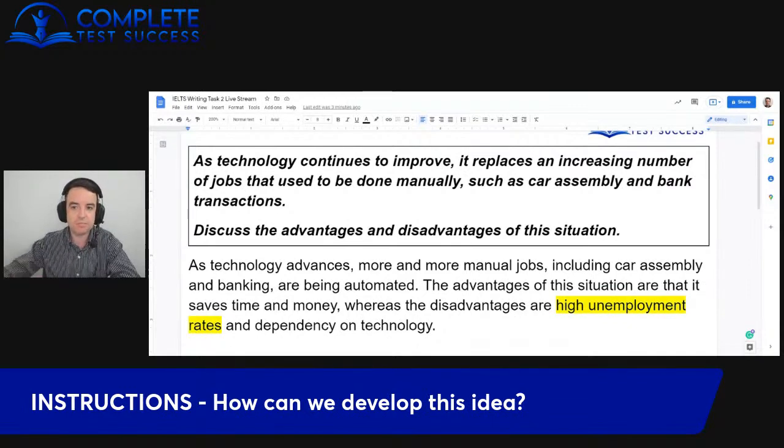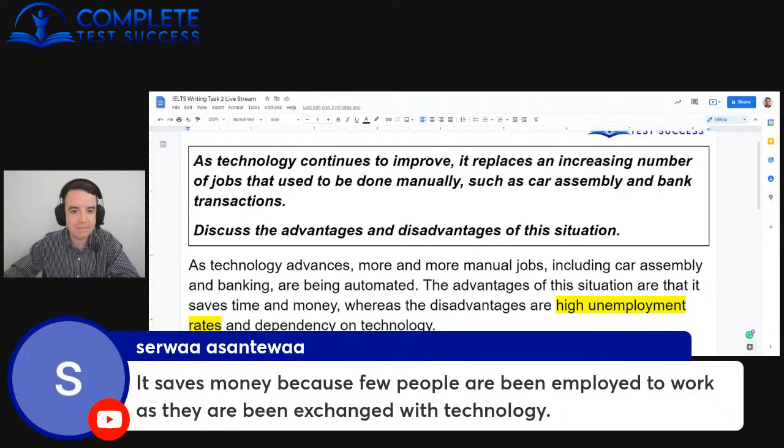And it's obvious, but you haven't really made that 100% clear. You've just said they don't need to pay staff, but they're still paying for technology. So make it abundantly clear that that technology is cheaper than the staff.